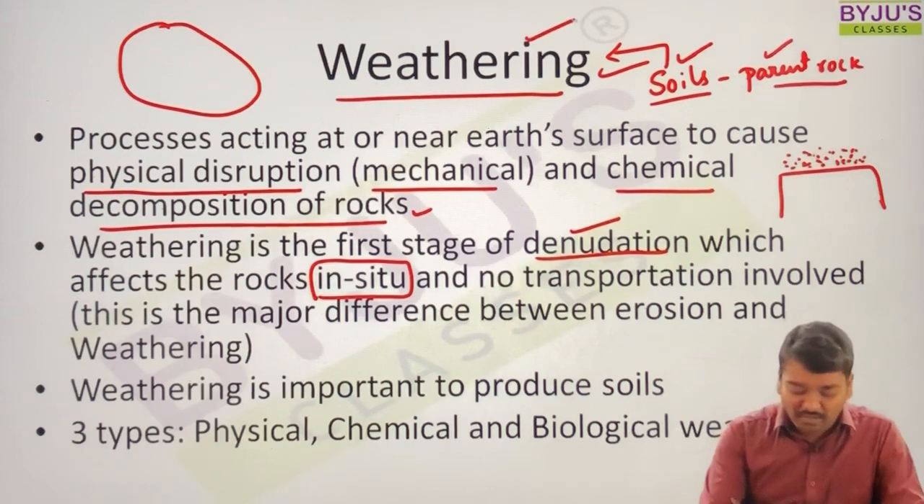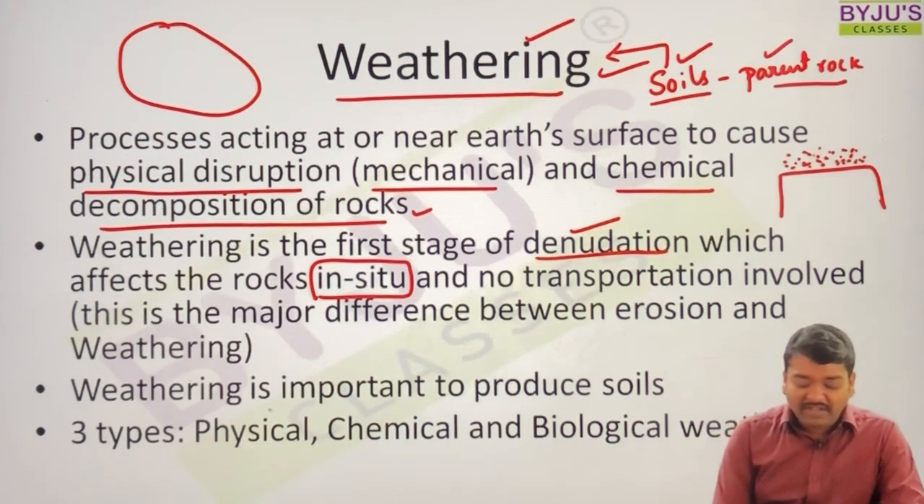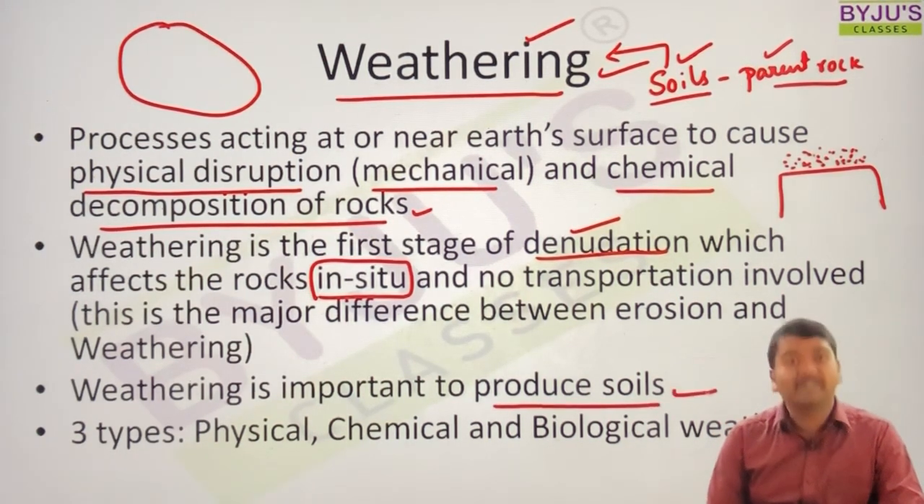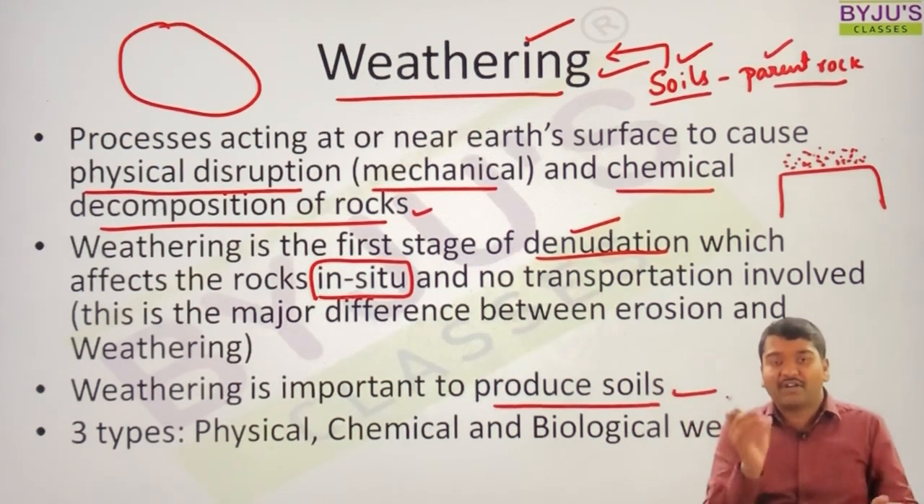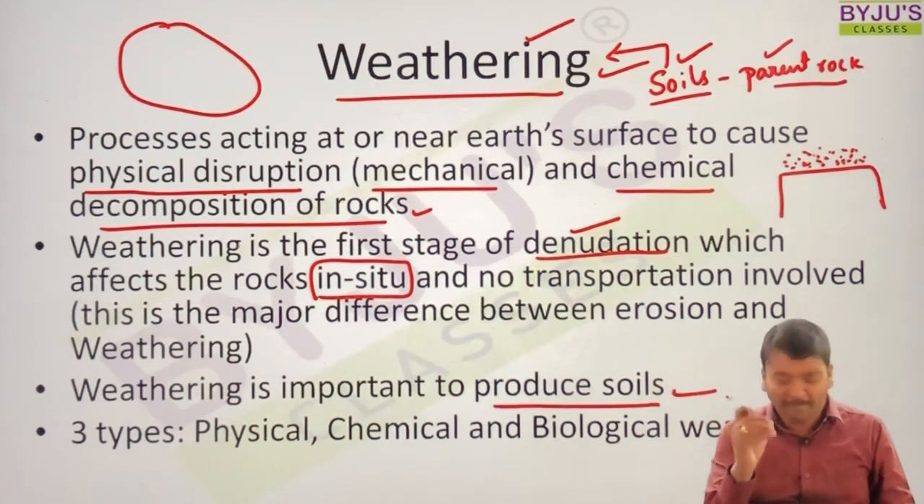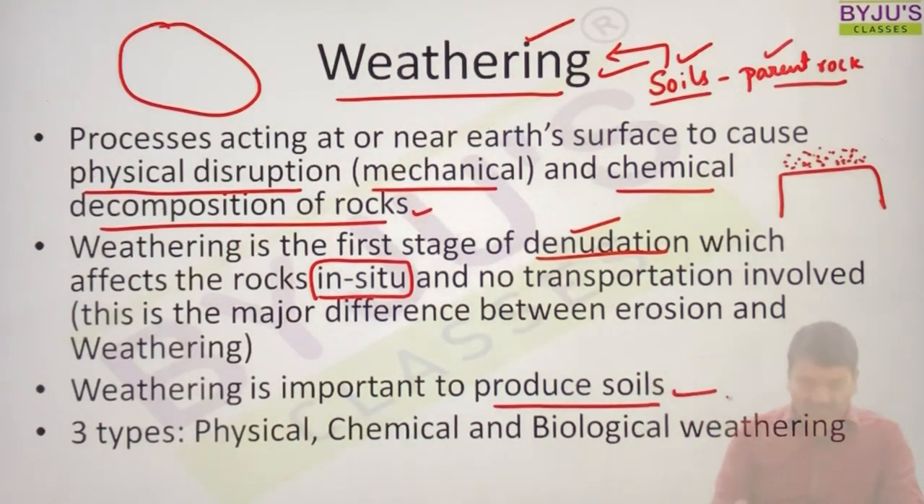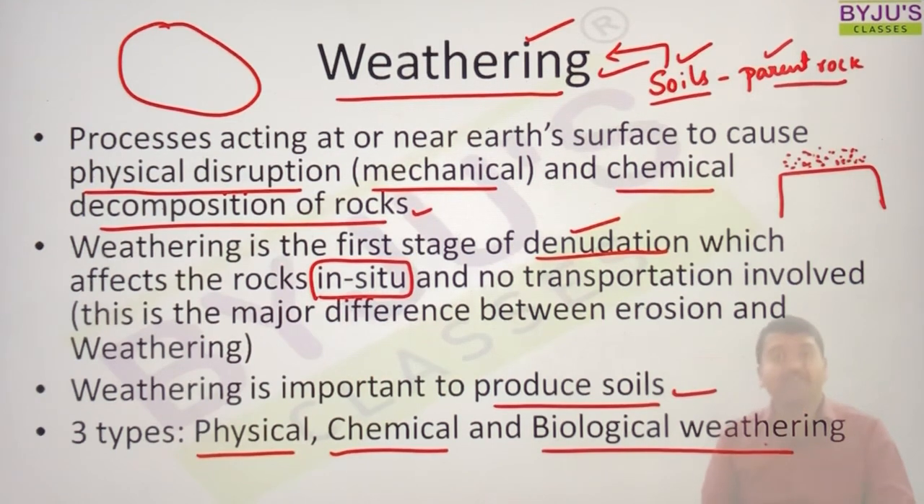So this is important. Next, weathering is important to produce soils because large rock is broken down into smaller particles. You have three types of weathering. First is physical weathering, mechanical weathering. Second, chemical weathering, where some chemical reaction takes place. Third, biological weathering, where human beings, organisms or trees help in breaking the rocks.